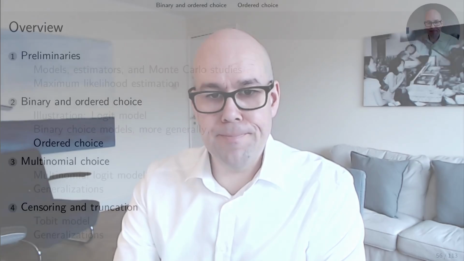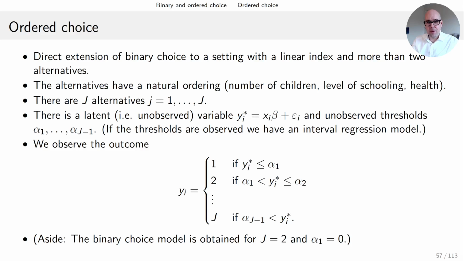Welcome to this video on ordered choice. Ordered choice is a direct extension of binary choice to a setting with a linear index and more than two alternatives. What is important here is that these alternatives have a natural ordering. So that means that we have an ordering here that everybody can agree on. Examples are number of children, more is more, level of schooling, where it's clear what means more schooling and what means less, and health.